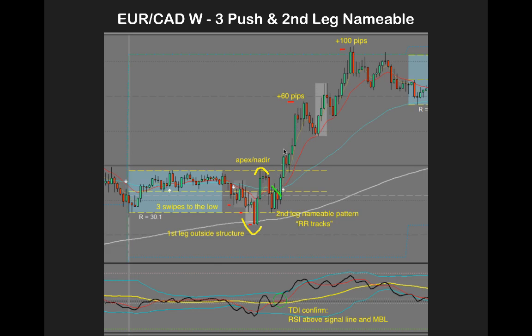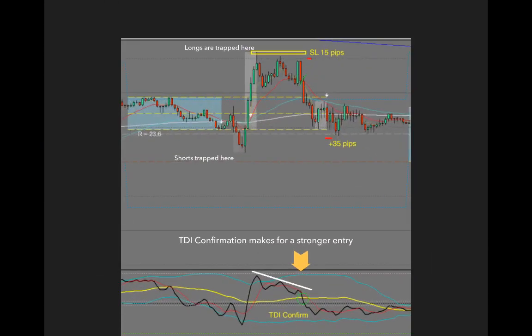If you took this trade and held it, you would have gotten 60 pips, up to this point, or if you held it longer, you could have gotten 100 pips. So, second leg W, EuroCAD, with 3 pushes out of the Asian box, and a second leg nameable pattern with all our confirmations. Okay, let's look at another example.